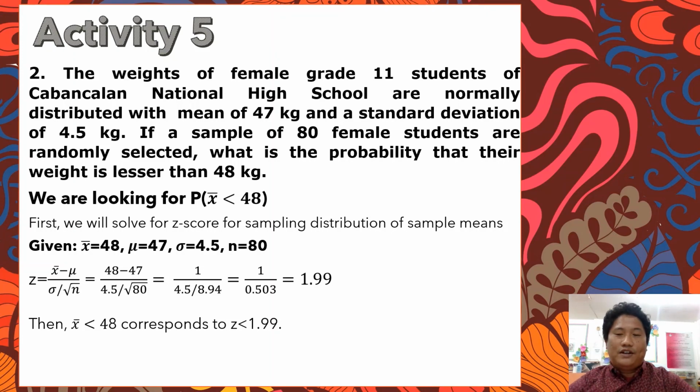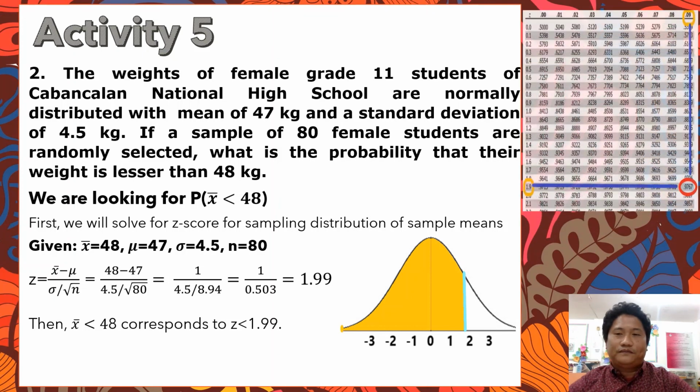With the use of a standard curve, 1.99 is almost at 2. For less than 1.99, we shade it, and the orange or yellow color is the area that we need to solve, or the probability. Looking at the illustration, our answer should be greater than 0.5. To know the exact value, we'll use the z-table.